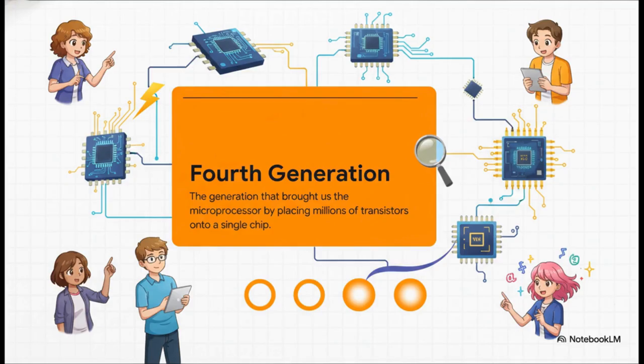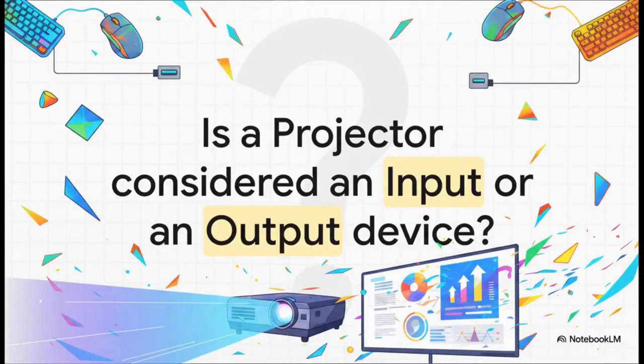See, VLSI is the technology that allowed us to pack millions, literally millions of transistors onto one tiny silicon chip. And what do we call that chip? The microprocessor. The microprocessor is the heart of 4th generation computers. So just remember this simple chain. VLSI gave us the microprocessor, and the microprocessor defines the 4th generation. Easy.